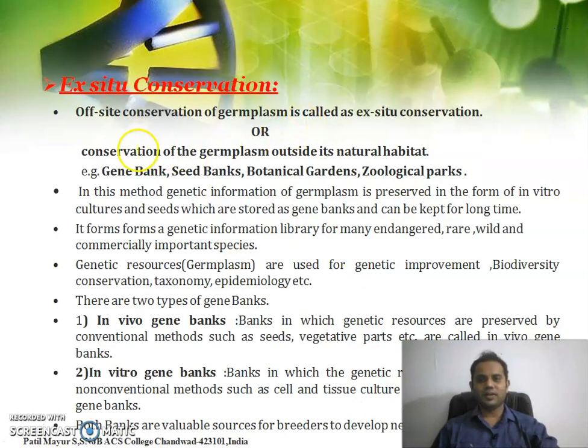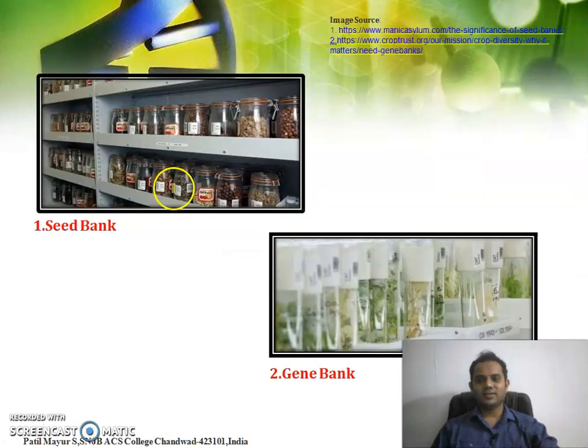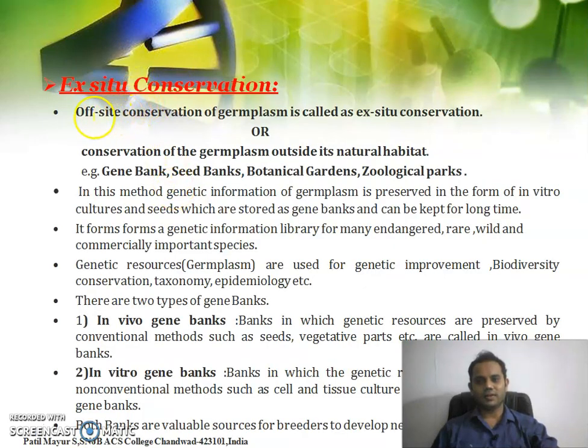Okay. Then second is Ex situ Conservation Method. So what does Ex situ Conservation Method mean? It is the off-site conservation method, opposite to the in situ conservation method. Off-site conservation of germplasm is called the Ex situ Conservation Method, or conservation of the germplasm outside their natural habitat. This is also a definition.